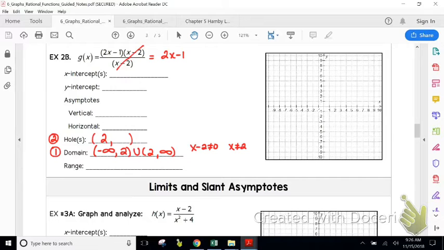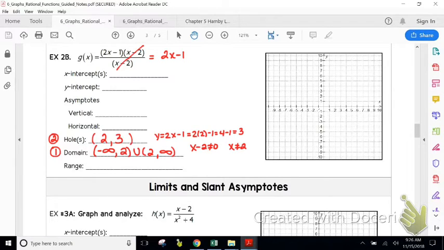Now, if I want an ordered pair, and I know the x value, how do we always find the y value? Plug it in. And so I'm going to plug that in to what's left of my equation up there, and what's left is that 2x minus 1. So to find the y value, it's going to be 2x minus 1. We're going to plug in that 2. And so 4 minus 1 is 3. So at the ordered pair 2 comma 3, I'm going to have a hole there.